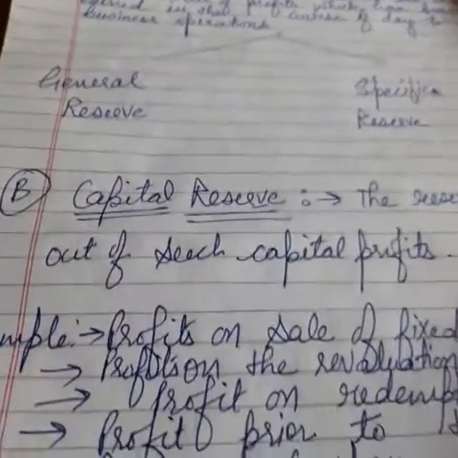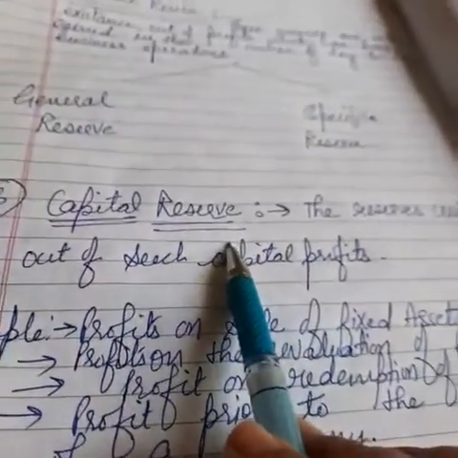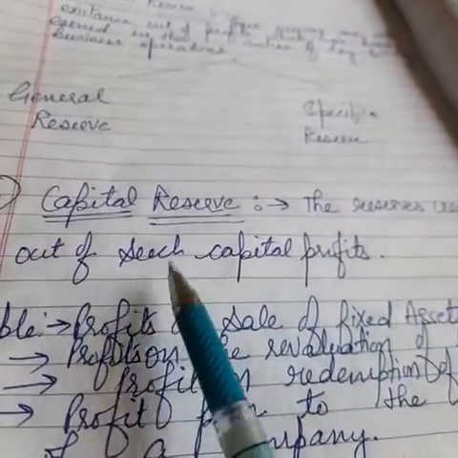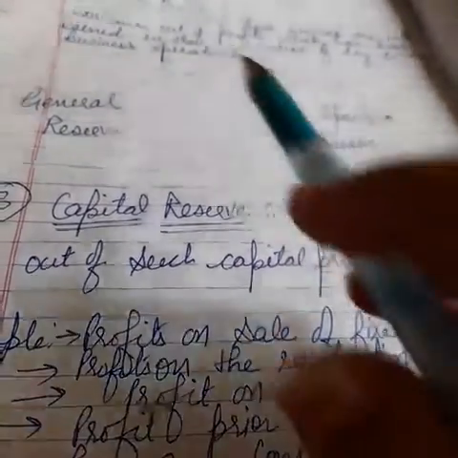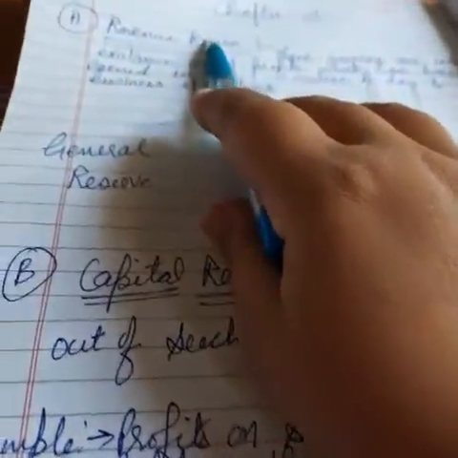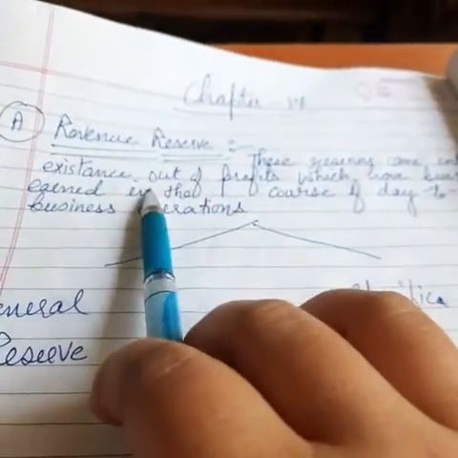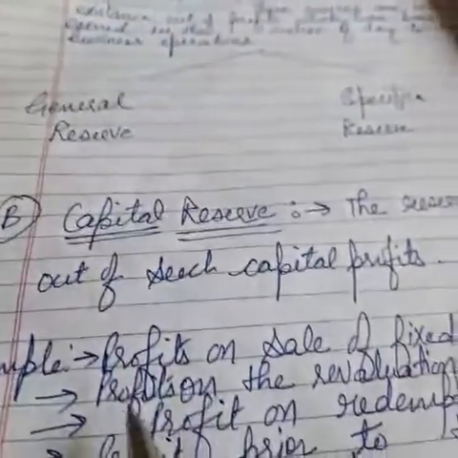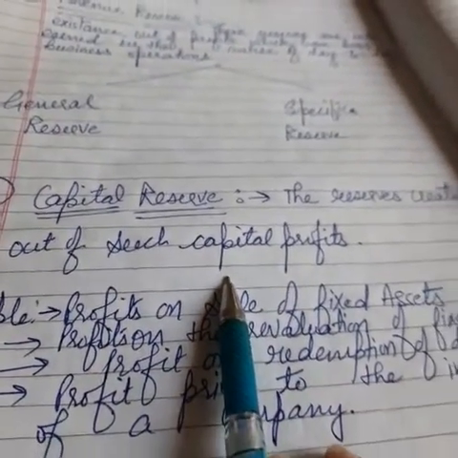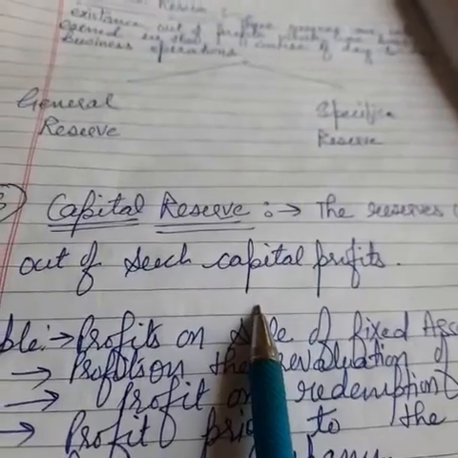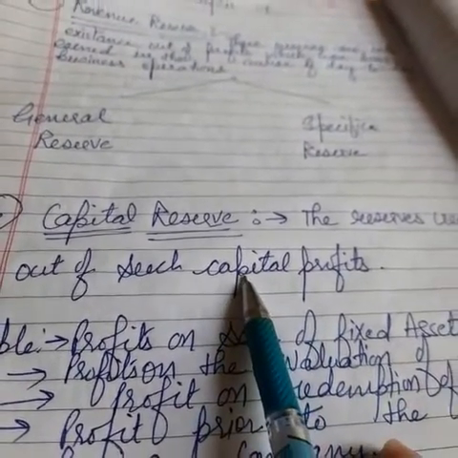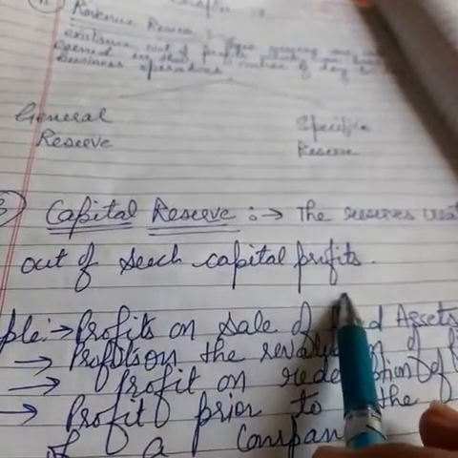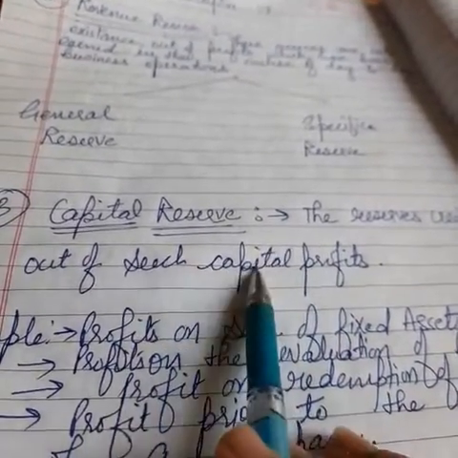Now the main topic for today is capital reserve. So firstly, see what is this? The reserves created out of capital profits. See students, in revenue reserves we take money from the profits, but in case of capital reserve the money is not taken from the normal profit in order to make the reserves. Right? So here we have to arrange funds from the capital profits only.